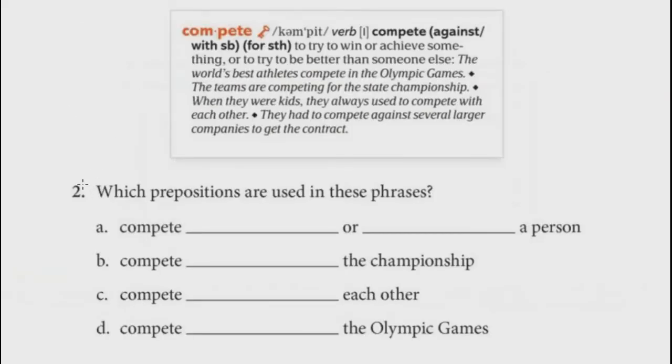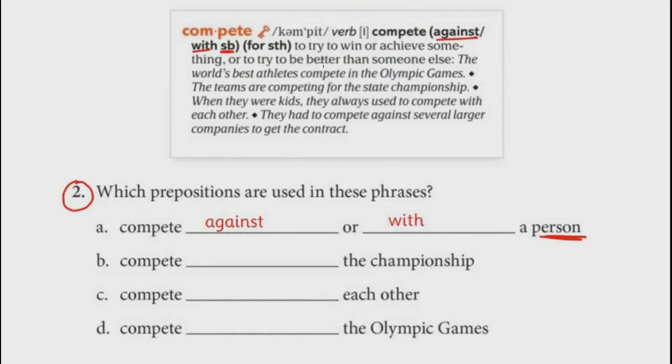Let's look at the next question. The question is, which prepositions are used in these phrases? Compete something or something, a person. They're talking about somebody, a person. So you compete against a person or you compete with a person. We compete against or we compete with. Compete against a person or compete with a person.